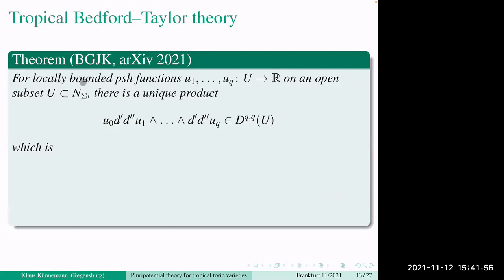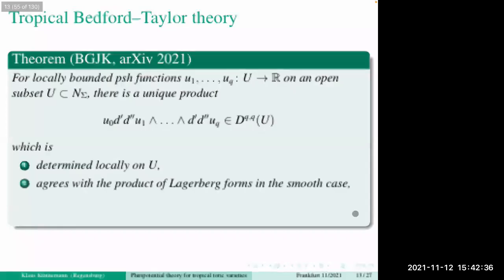So if you have locally bounded PSH functions u_i on an open subset, again here in the tropical toric variety, then you can compute d prime, d double prime of these u_i. Because these functions are locally bounded, they define currents, and you can take the derivatives. As I said before, in general there's no product for currents, but here there is. And it's unique if you require the following properties. You want this to be determined locally on U, so if you make U smaller, you still get the same product.